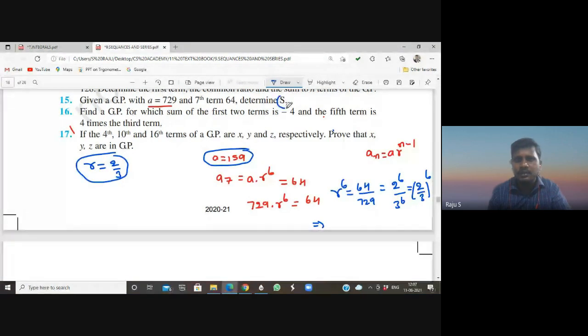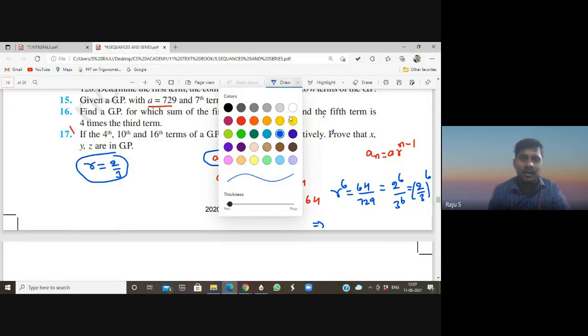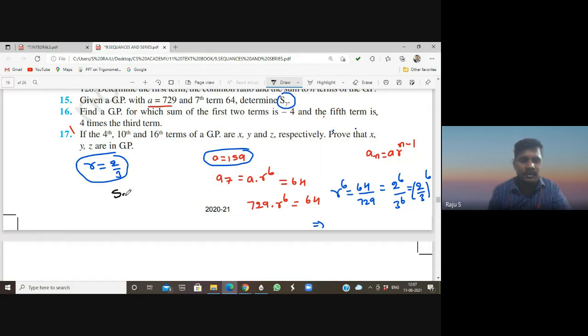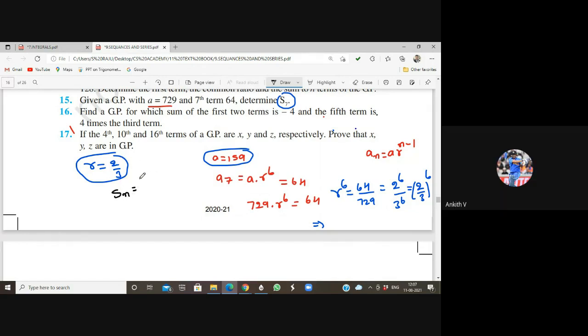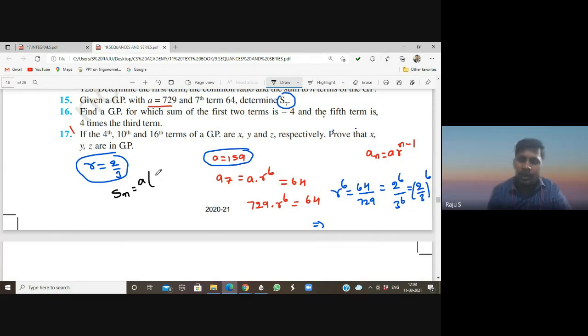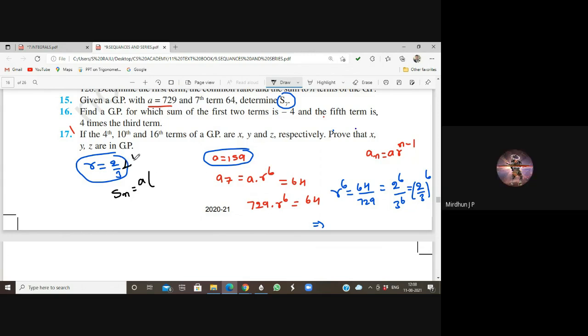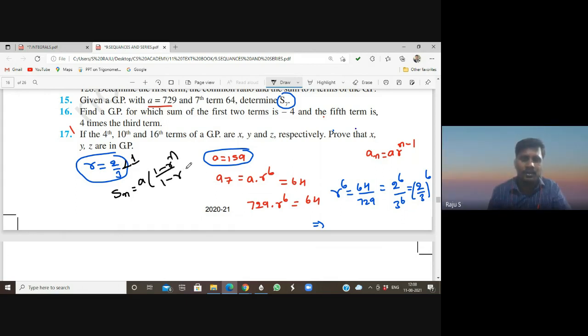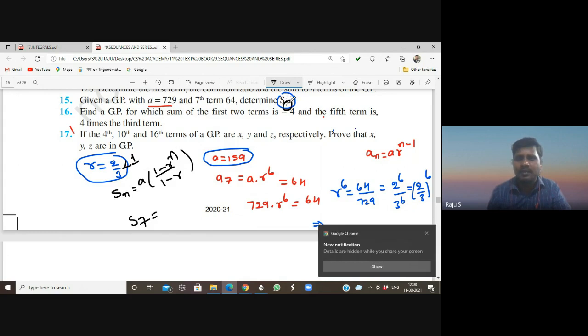Then what is the value we need to find? S7. What is the S7 formula? First Sn. Sn is equal to A into 1 minus R power n by 1 minus R. 1 minus R power n, since R is less than 1. Exactly, by 1 minus R. Substitute: in place of A, 729; in place of R, 2 by 3; in place of n, 7, because S7 means n value is 7. This you can do at home.